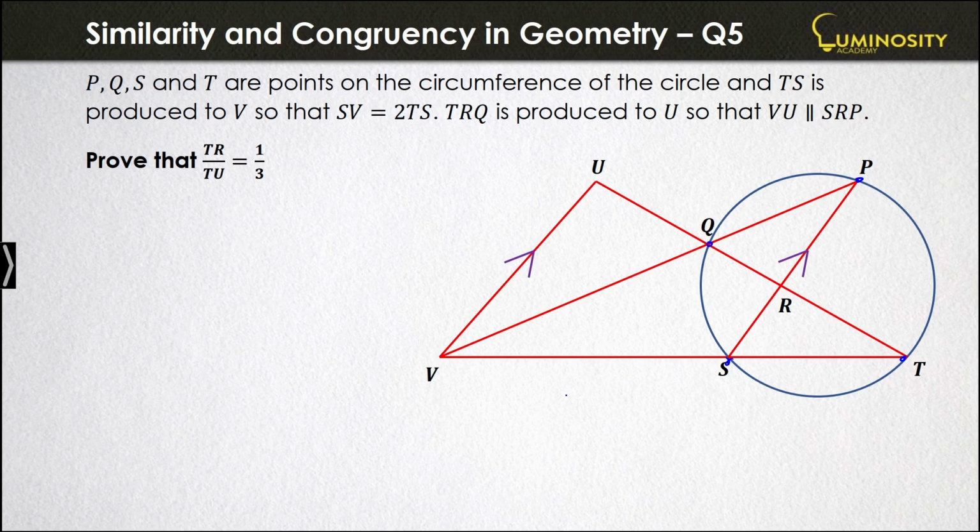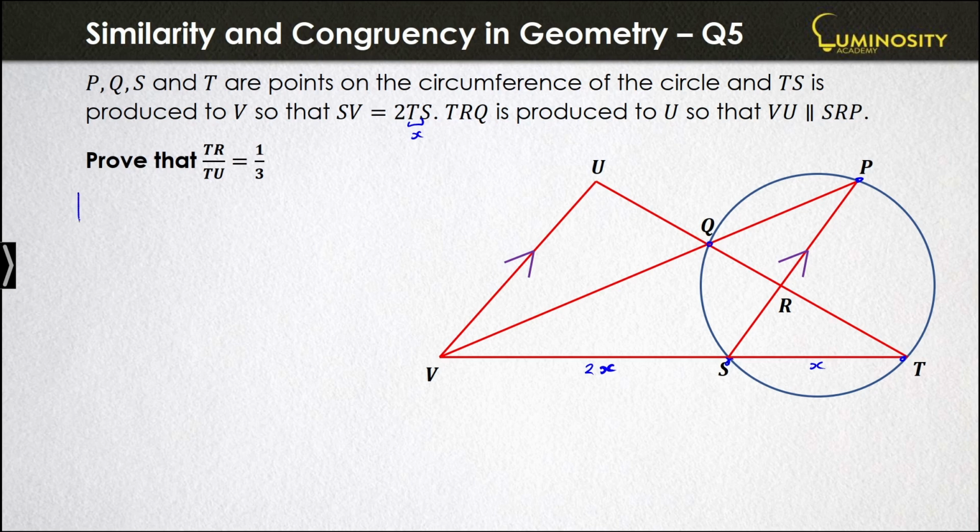So if I let this TS length equal X, then SV must be 2X. So the total length of the line VT is 2X plus X, which is 3X. We're also told that TRQ, this chord here, is produced further out to the point U, such that when you join U and V together, it is parallel to SRP. The first question is to prove that TR over TU equals 1 over 3.